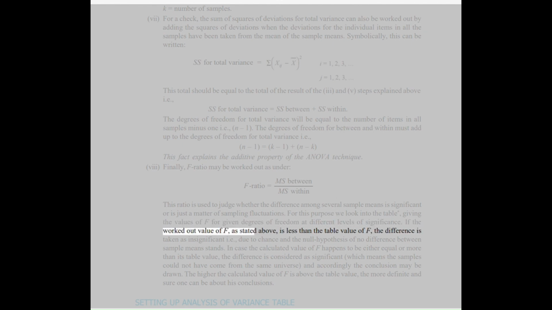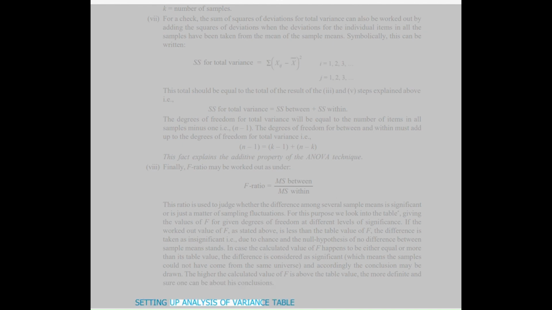If the worked out value of F, as stated above, is less than the table value of F, the difference is taken as insignificant, i.e., due to chance, and the null hypothesis of no difference between sample means stands. In case the calculated value of F happens to be either equal to or more than its table value, the difference is considered as significant, which means the samples could not have come from the same universe, and accordingly the conclusion may be drawn. The higher the calculated value of F is above the table value, the more definite and sure one can be about his conclusions.